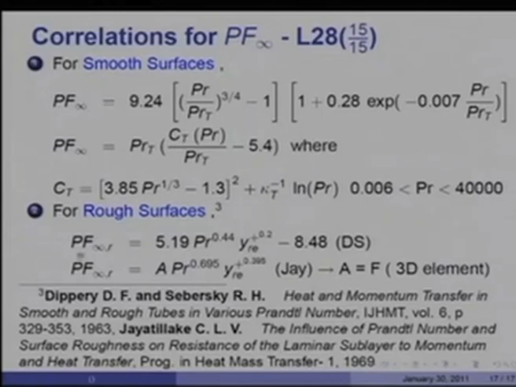For rough surfaces, P_f infinity is given both by Dipprey and Sabersky and also by Jayatilleke, who gave this formula, and therefore I have given here the references to both of them. For a rough surface, it is 5.19 Prandtl raised to 0.4 times (y_R, the equivalent roughness height) raised to 0.2 minus 8.48. Jayatilleke's formula requires experimental information on A, which is meant essentially for structured surfaces.